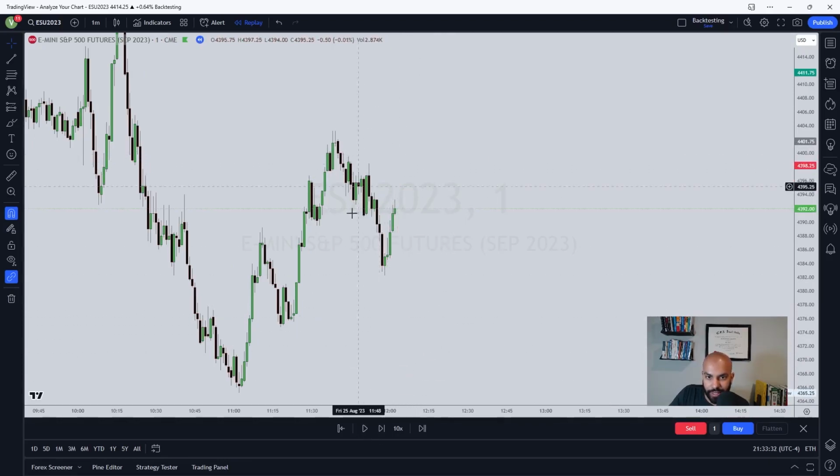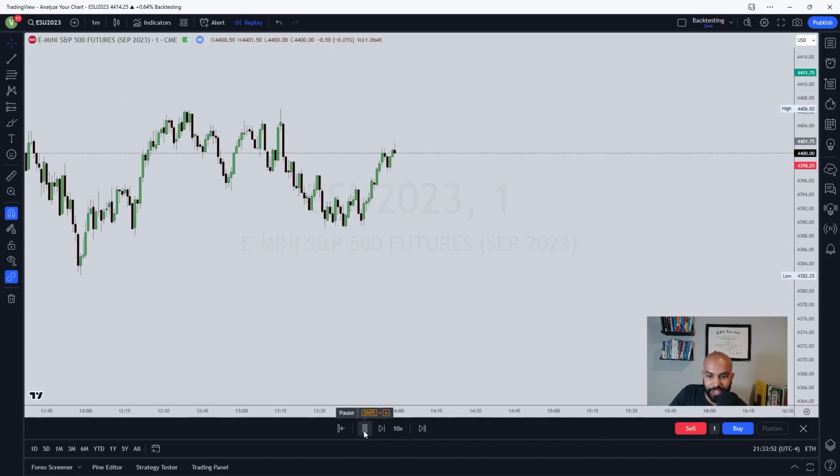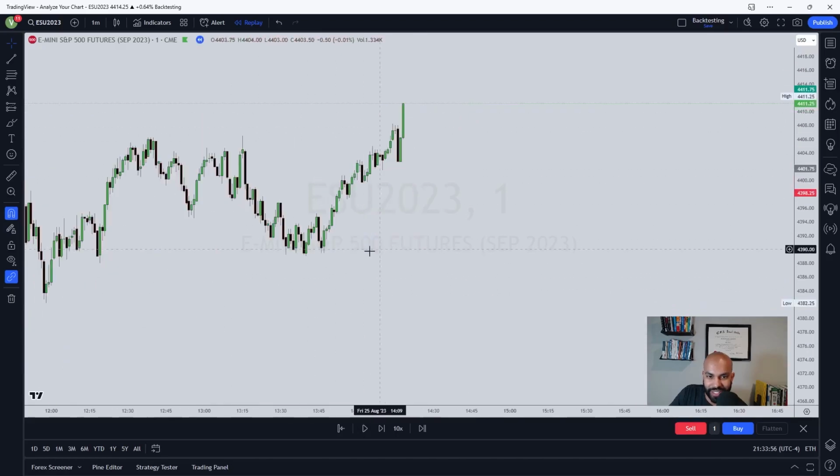And right here again, an order block, you could probably get short right here, put a stop somewhere up here, but I'm not trading that. And that's why, because I don't know how to trade it. Literally just chopping all afternoon. There's nothing going on here, which is kind of insane.